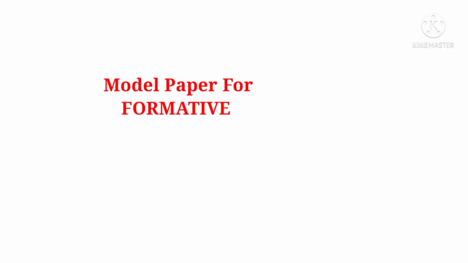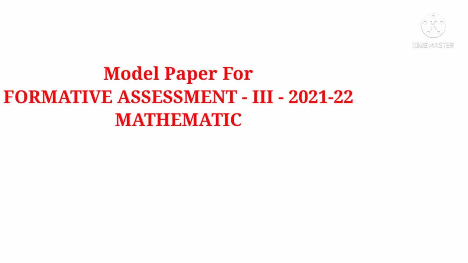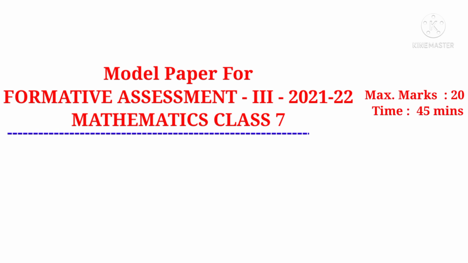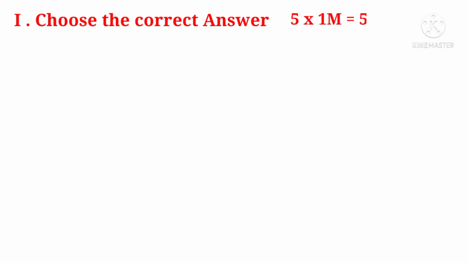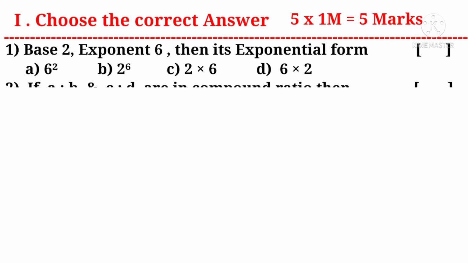Model paper for formative assessment 3, 2021-22, mathematics for class 7. Maximum marks is 20 and time allotted is 45 minutes. Now let us see Roman number 1. Choose the correct answer. Each question carries 1 mark. There are 5 bits, so 5 into 1 mark is 5 marks.